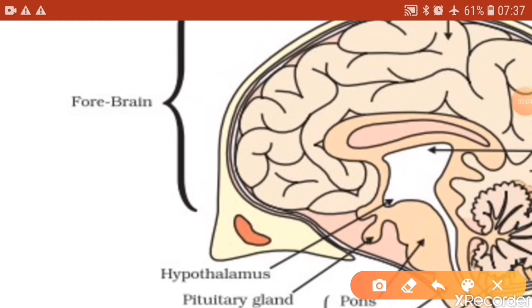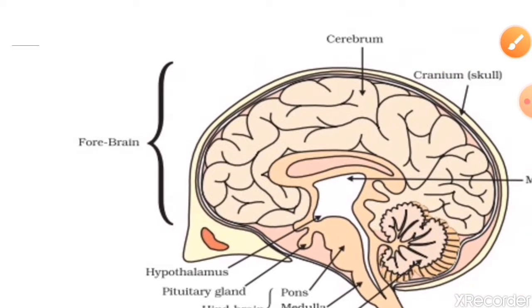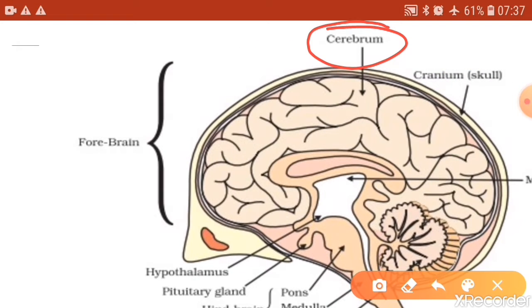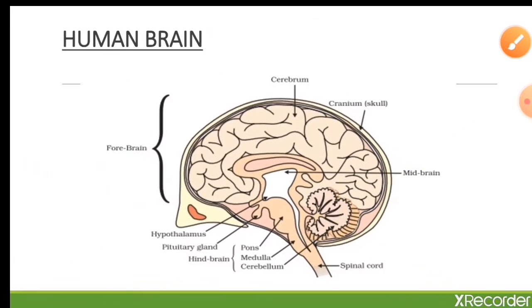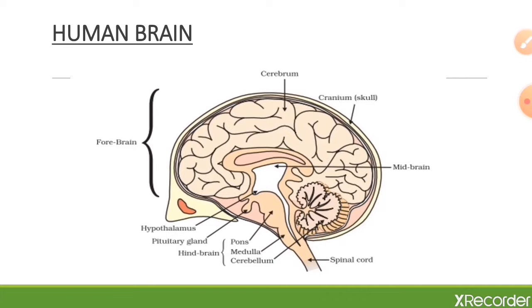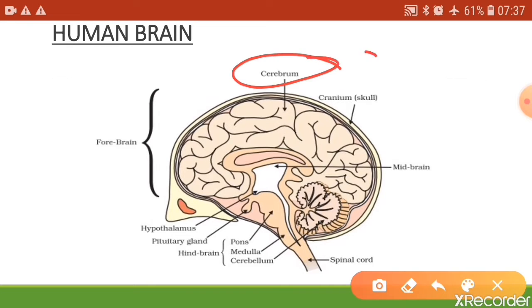The forebrain is the main thinking part of the brain, and it consists of the cerebrum, the olfactory lobes which are present somewhere over here, and then the diencephalon, under which you have to learn only about the hypothalamus. First let us learn about the cerebrum. The cerebrum is the largest part of the brain, making up around 80% of it. The front part, the lateral sides and the superior part of the brain are all occupied by the cerebrum, right?